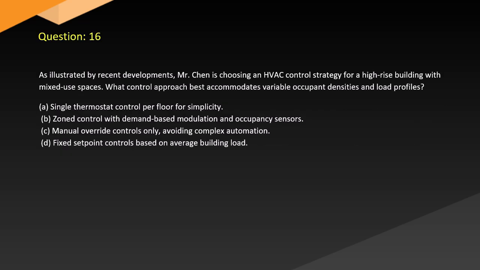Question 16. As illustrated by recent developments, Chen is choosing an HVAC control strategy for a high-rise building with mixed-use spaces. What control approach best accommodates variable occupant densities and load profiles? A. Single thermostat control per floor for simplicity. B. Zone control with demand-based modulation and occupancy sensors. C. Manual override controls only, avoiding complex automation. D. Fixed setpoint controls based on average built-in load.